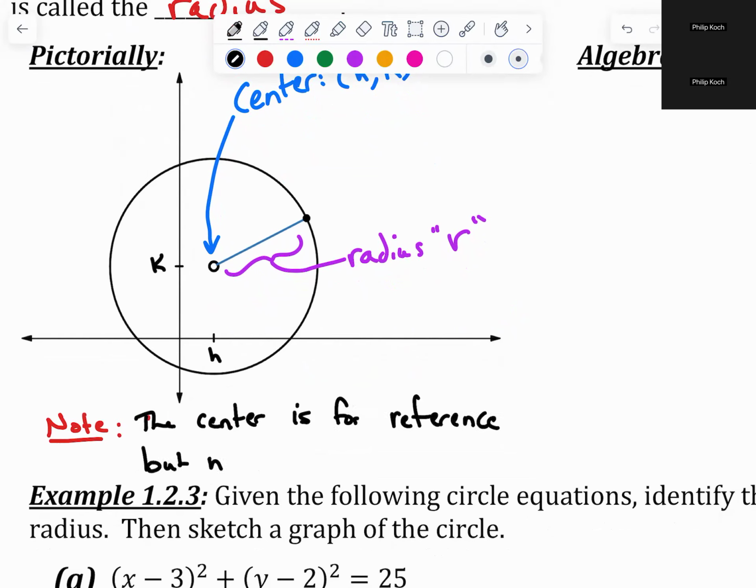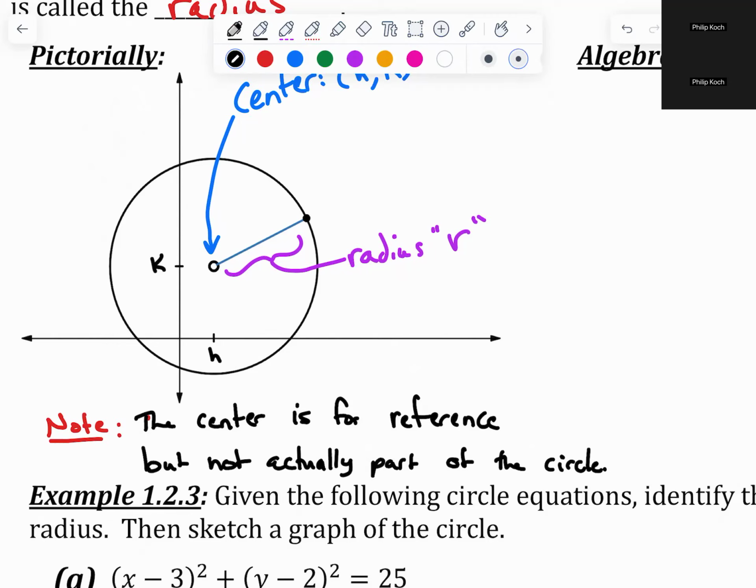But not actually part of the circle. The center is for the reference. It's to tell you how to create the circle. And fun fact, that's actually how circles were made back in the old days.